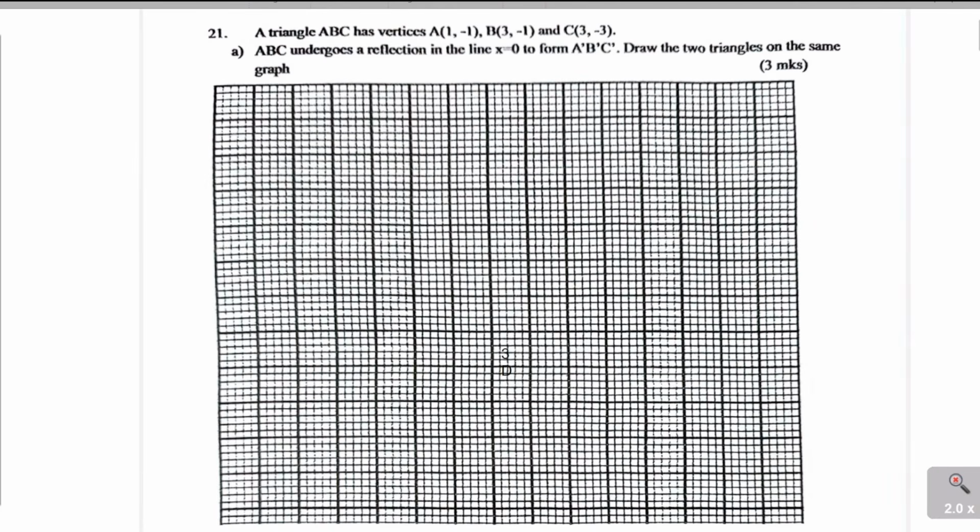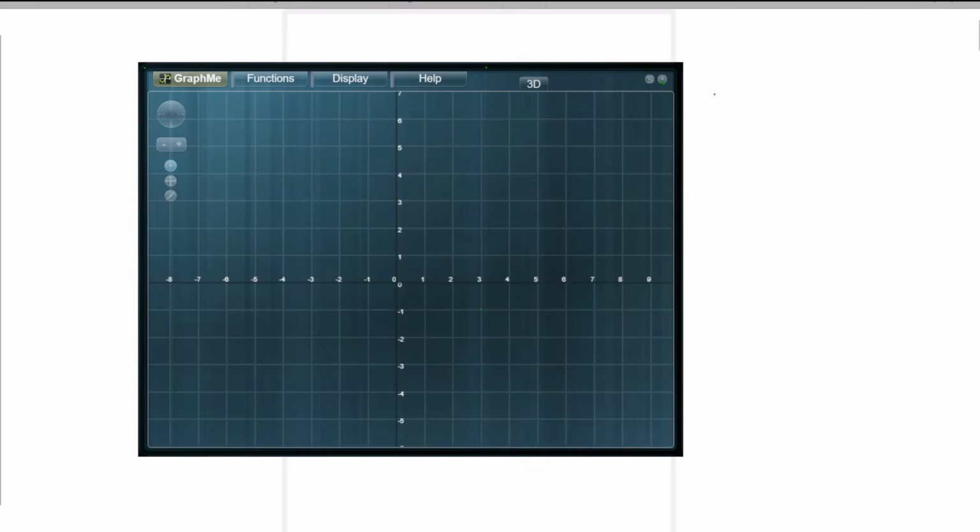You're supposed to draw the two graphs at the two triangles. Now this is what you're going to do. I'm not going to use this grid that is here because it is distorted because of scanning. The paper has been scanned. Allow me to use this one that is here to plot everything.